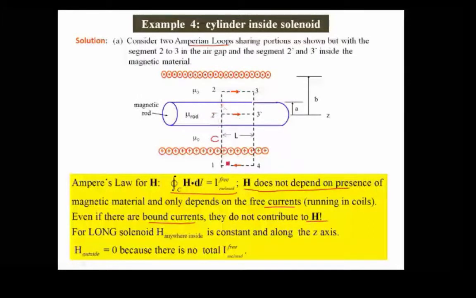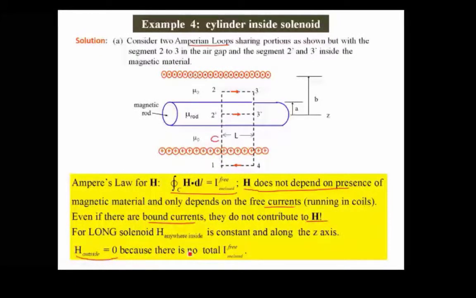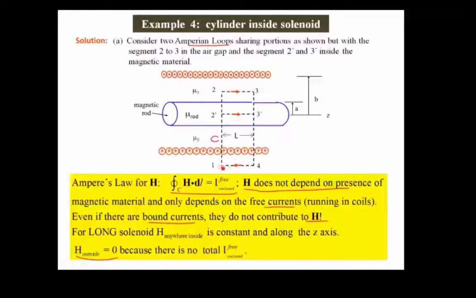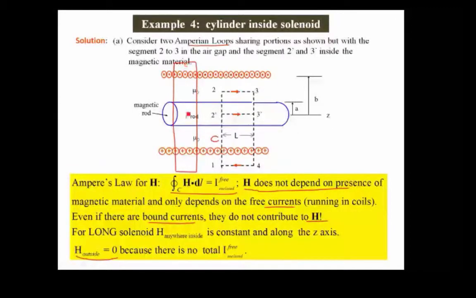If we go outside of this solenoid, just like in the case of the B field, H outside is equal to 0. The reason for that is that there's no total free current enclosed by the loop that would go all the way outside like this. So you'd be canceling the currents enclosed by the loop, and therefore you get 0 for the field.